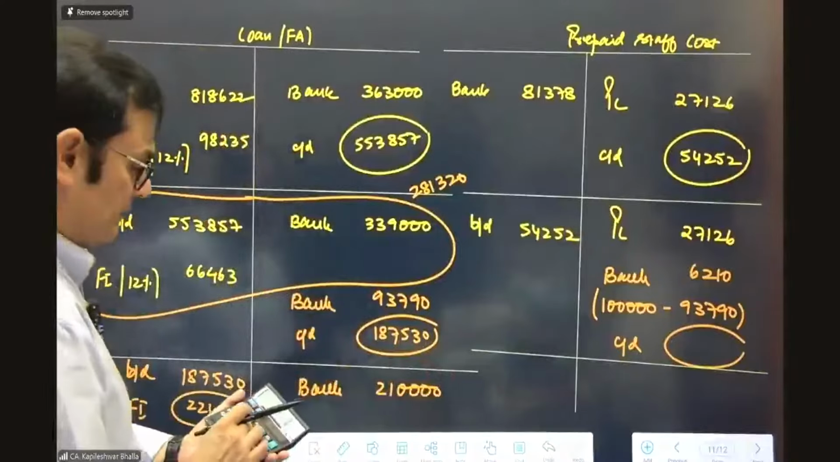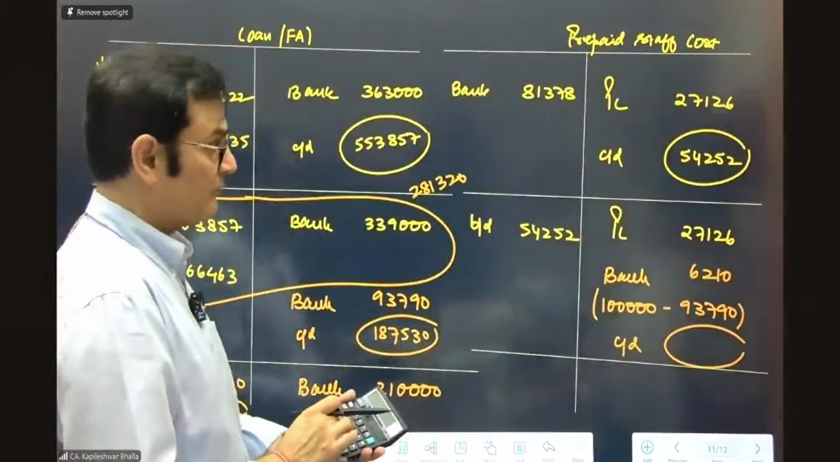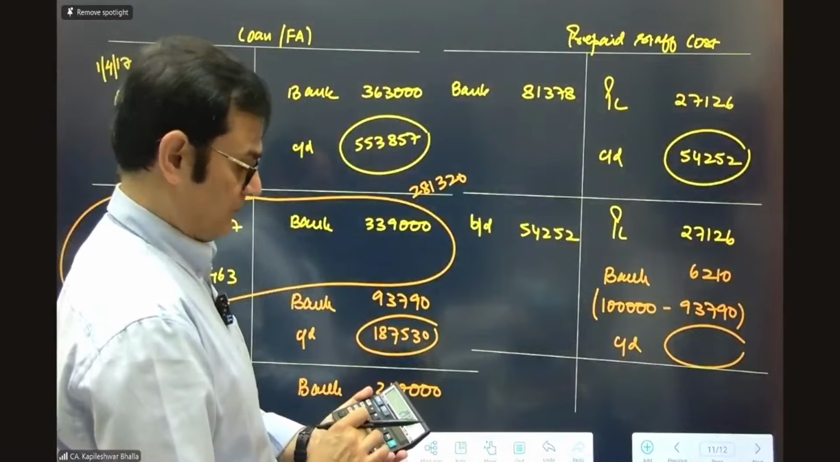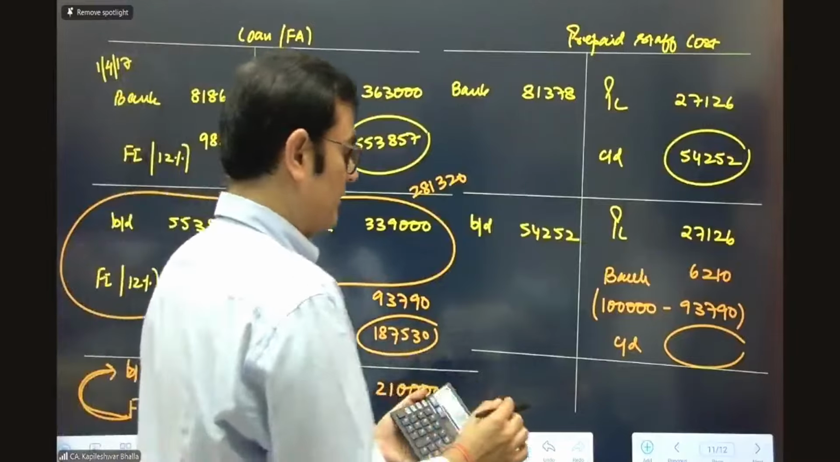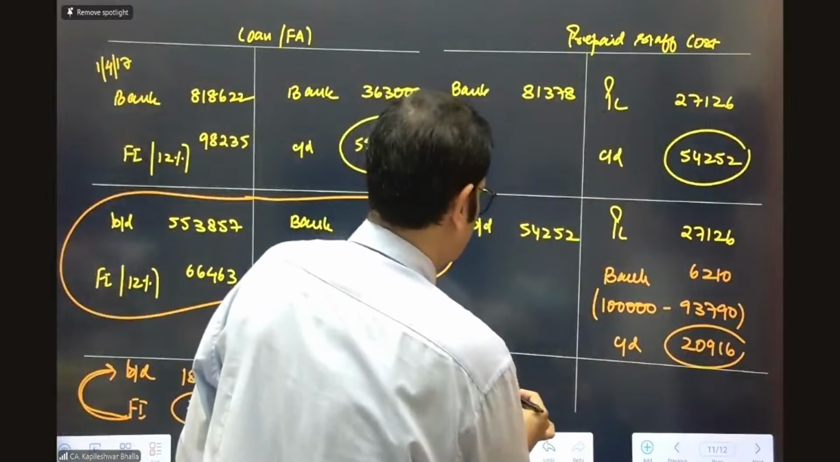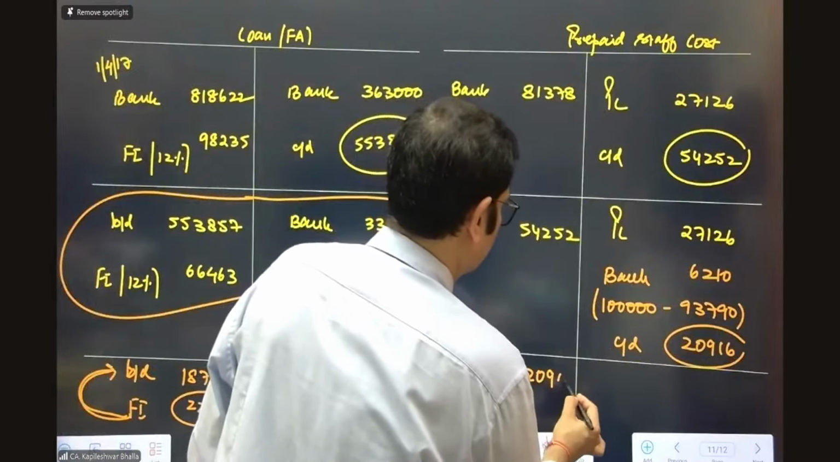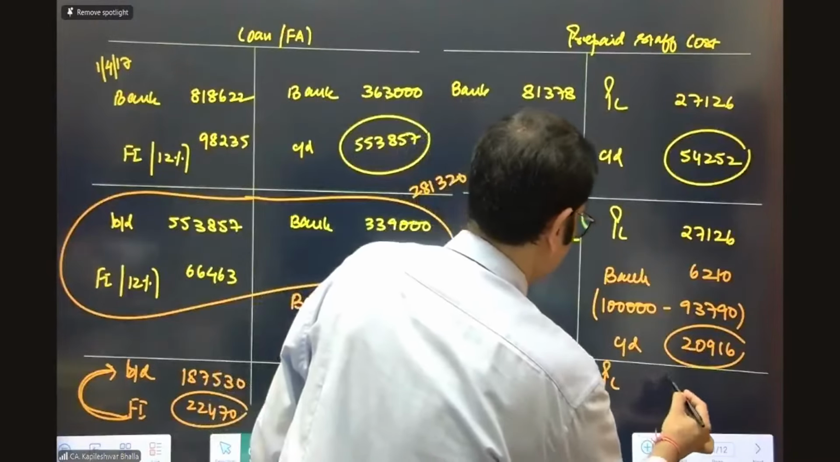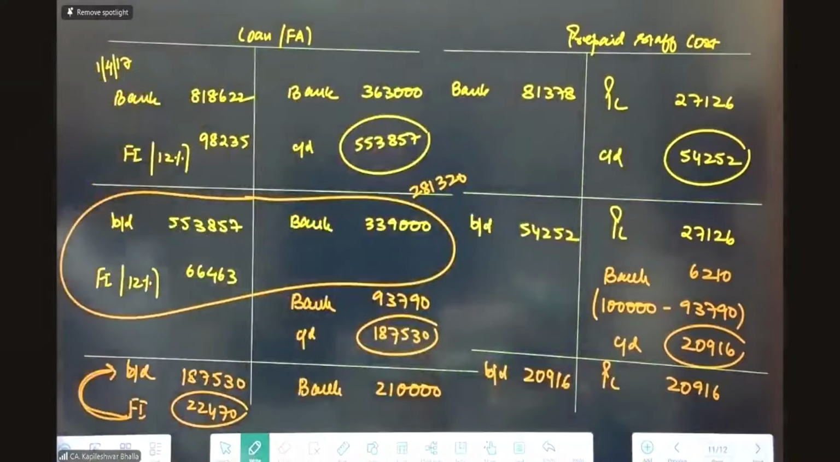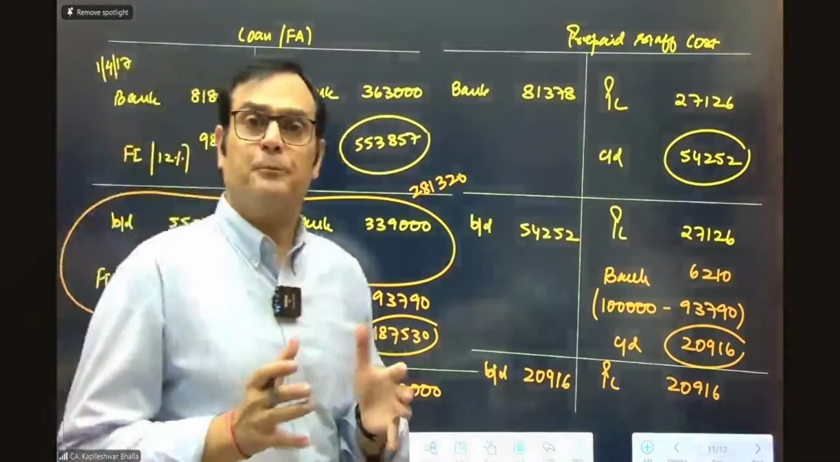Third year, the entire amount will be written off. So 27,126, 6,210. This is 20,916. That becomes the balance b/d in the next year. And then this can be written off in the next year, 21,20,916. Great. So these were the movements in terms of the ledger accounts when you're looking at a prepayment of a loan.